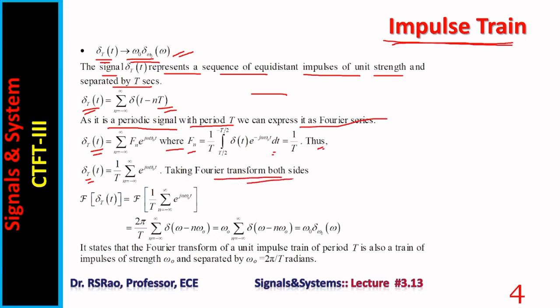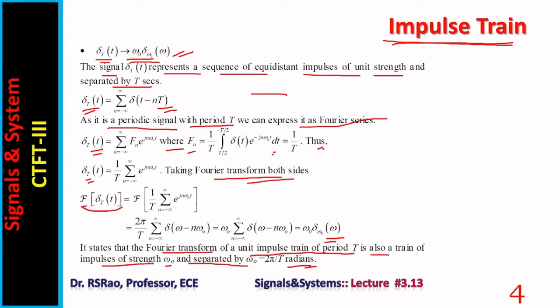Taking the Fourier transform on both sides, it becomes 2 pi by T sigma minus infinity to plus infinity delta omega minus n omega naught, equal to omega naught sigma minus infinity to plus infinity delta omega minus n omega naught, equal to omega naught delta omega naught of omega. Hence, we can notice that the Fourier transform of a unit impulse train of period T is also a train of impulses of strength omega naught separated by omega naught radians.